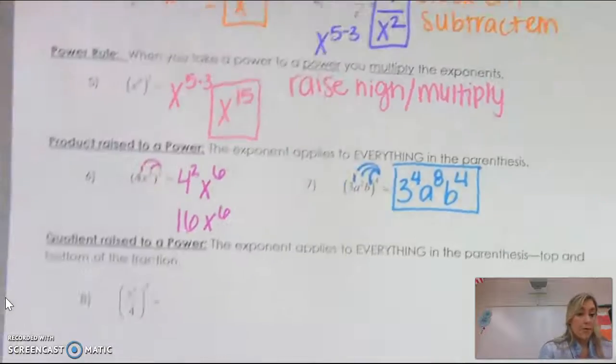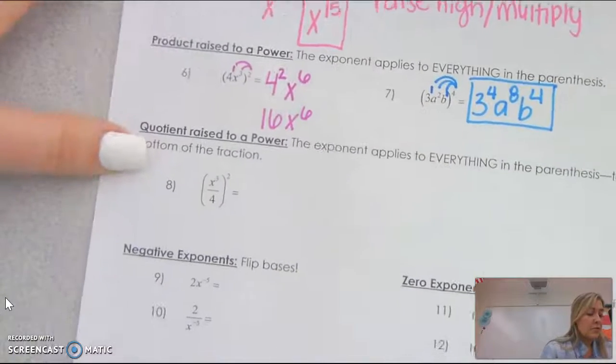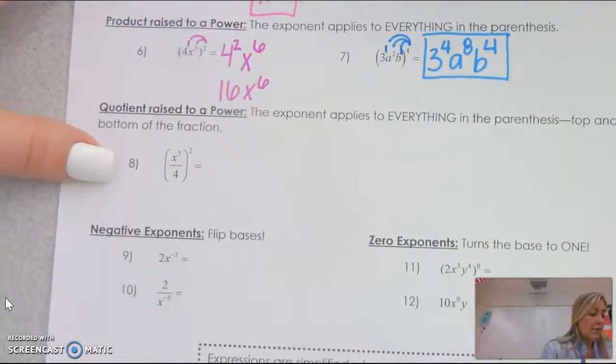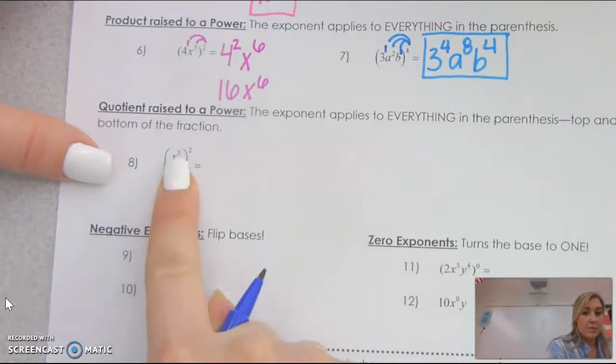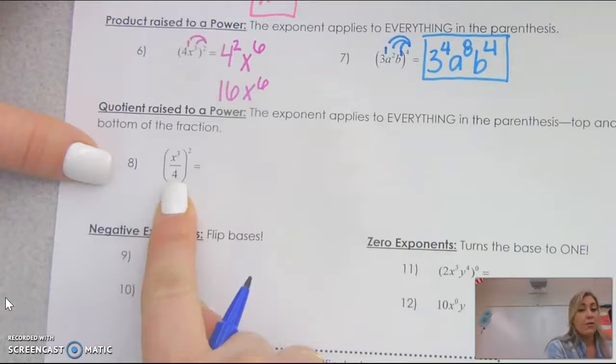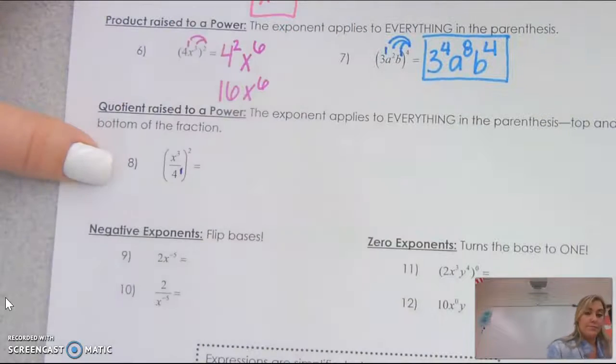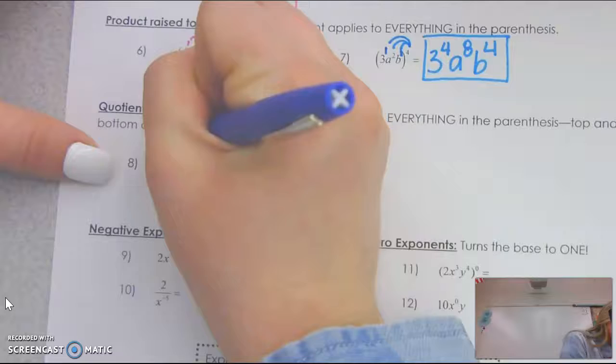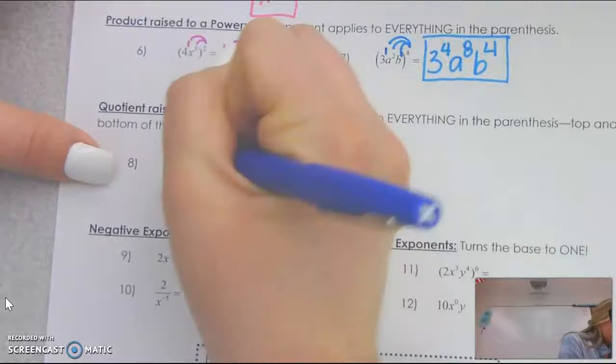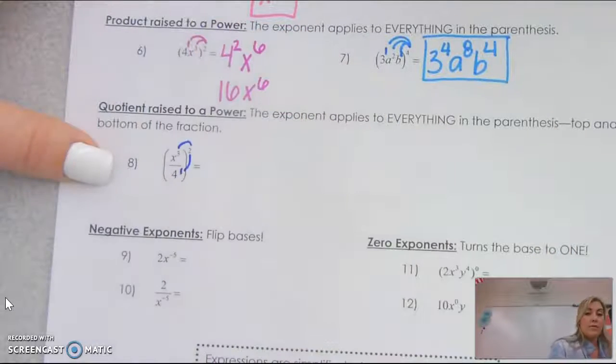Okay, couple more. So this next one says quotient raised to a power. So the exponent applies to everything in the parentheses, the top and bottom of the fraction. So again, whenever you see a term that doesn't have an exponent, put a 1 there. The x has an exponent of 3. This 4 looks like it doesn't have an exponent, but it has an exponent of 1. So the 2 is going to be multiplied to the 3 and to the 1.